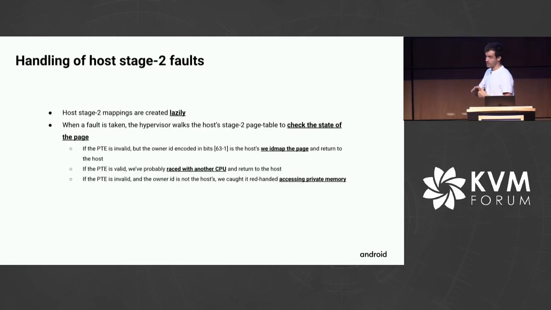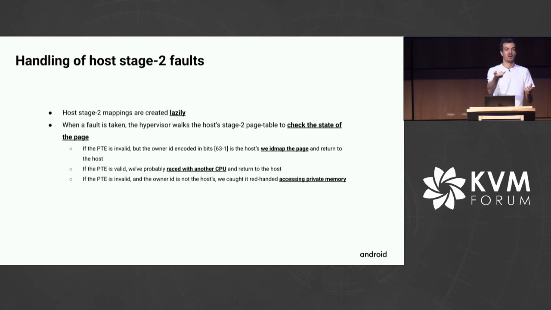I've been talking about guests a lot, but the interesting thing with pKVM is we have to handle not only guest faults, but also host stage 2 faults, because this might happen. In the implementation, the host stage 2 mappings are created lazily, just like they are for guests. Every time we take a fault at EL2 because of a stage 2 fault, we have to check the state of the page by walking the host stage 2 page tables. If we find that the PTE that corresponds to the address we're trying to access is invalid, we will check bits 1 to 63, as I mentioned earlier, to see who is the owner of that page. If the owner of that page happens to be the host, we can just create a valid mapping and replay.